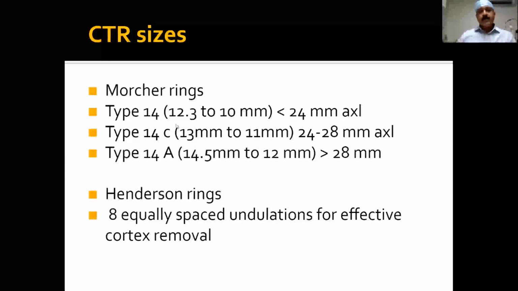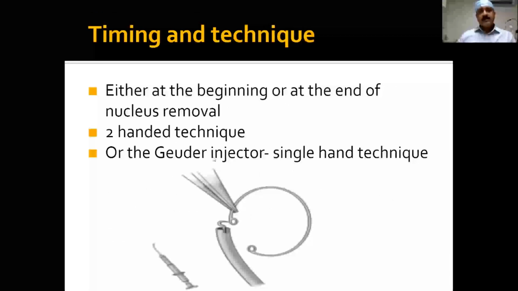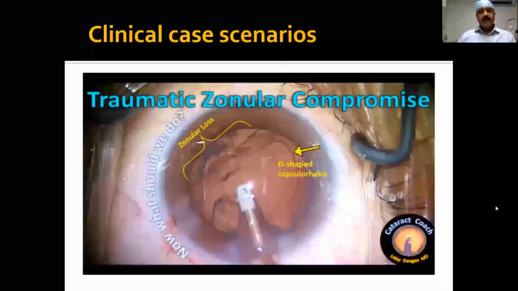Sizes which are available: you have 12 mm open diameter, compressed diameter 10 mm, which can be implanted in shorter eyes, 13 mm with a compressed diameter of 11 mm, which is the commonly used implant for moderately long eyes. For extremely long eyes, myopes and all, you use 14 mm with 12 mm compressed, the larger rings. Technique: either a two-handed technique using forceps, a microforceps, or two Sinskey hooks, or you can use a Geuder injector. This is the Geuder injector, single-handed technique.